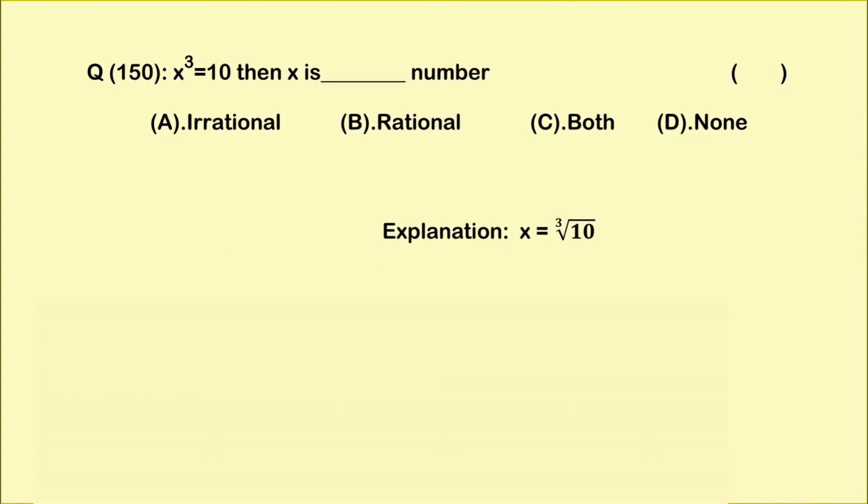Question number 150. If x cube is equal to 10, then x is dash number. You can see in the explanation, x cube is 10 means x is equal to 10 to the power of 1 by 3. So 10 to the power of 1 by 3 is nothing but an irrational number.